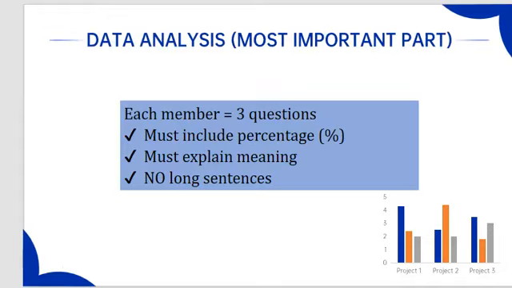Now we come to the most important part of your presentation, which is the data analysis. Each member must present exactly 3 questionnaire items. For each question, you must do 2 things. First, state the percentage clearly. Second, explain what it means. For example, if 45% of students are in a relationship and 55% are not, you should explain that most students are single. Do not simply read numbers.